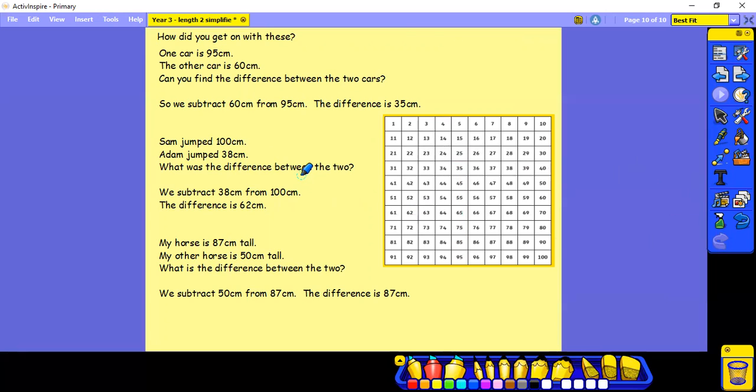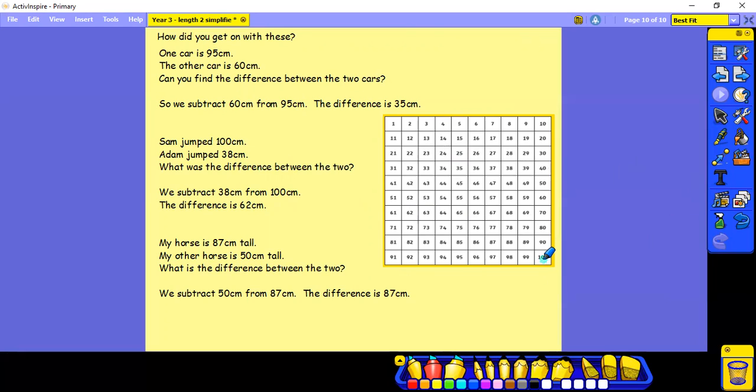For the next one, Sam jumped 100 centimetres and Adam jumped 38. What was the difference between the two? So I'm going to subtract 38 from 100. I'm going to start at 100 and count back 38. Now I know that 38 is made up of 3 tens and 8 ones.